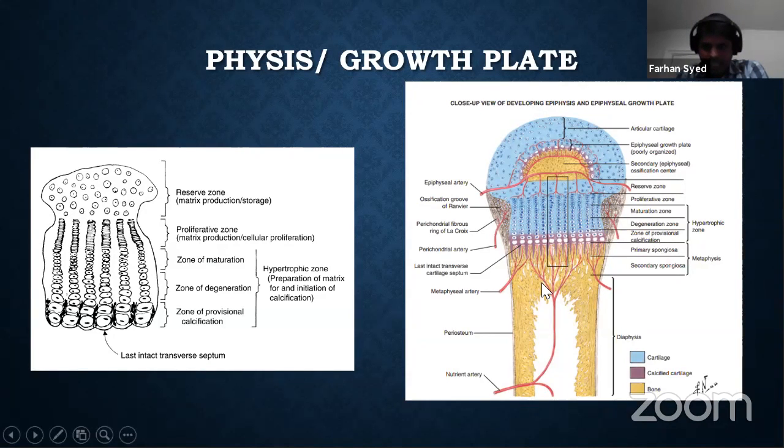With regards to its vascularity, you have the nutrient vessels which enter the diaphysis, and they form a plexus just around the physis. Another important structure is the groove of Ranvier. The groove of Ranvier is present on the side of the physis, and it is responsible for the appositional growth of the bone around the physis. Protecting the physis is the perichondrial fibrous ring of LaCroix. All of these topics, with regards to the function of the groove of Ranvier and the perichondrial fibrous ring, are common, highly tested topics in the exam.